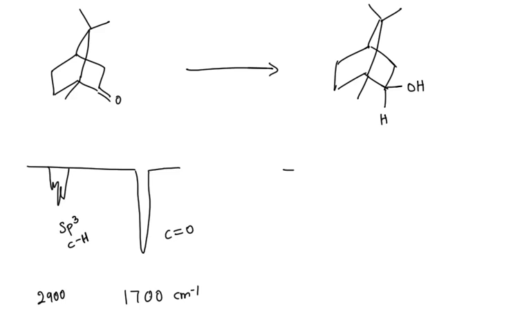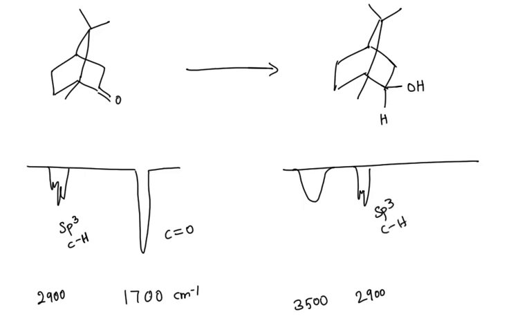Right. So we are looking for a peak like this at 3500. It could be stronger than this, and the 2900 for the sp3 C-H. This is for hydroxide in the alcohol, and the 1700 peak should be disappeared.